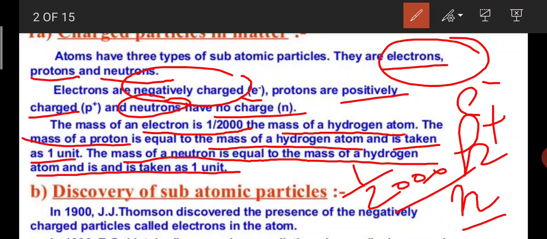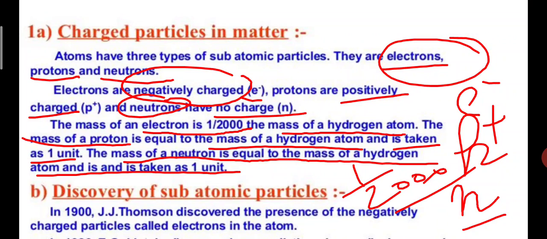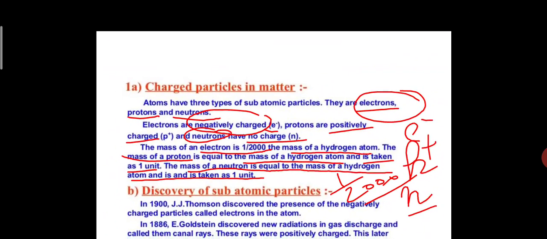Mass of hydrogen is 1, right? So the mass of the proton and the mass of the neutron also are equal to the mass of the hydrogen atom, taken as 1 unit. Understand what I am saying?